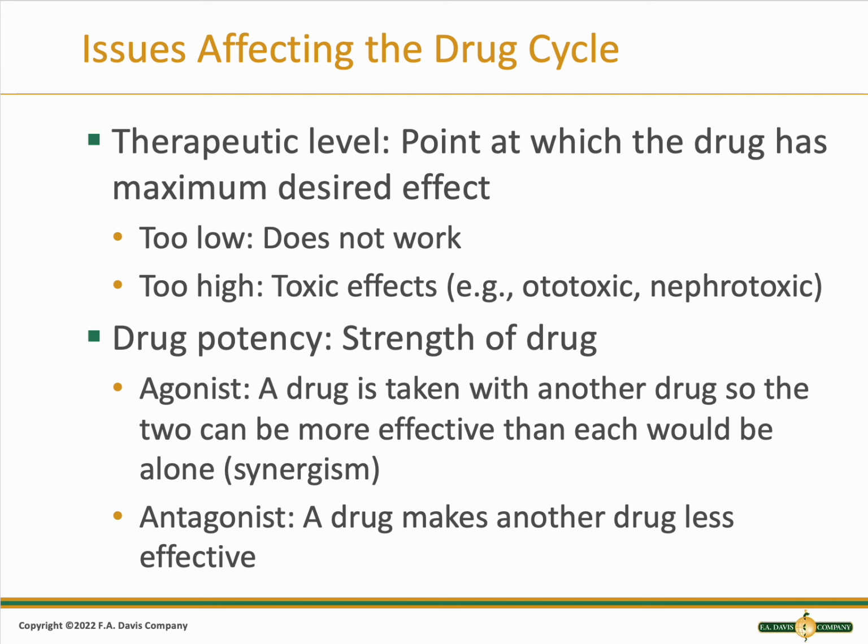But usually the dose is in the middle between too low and too high, the Goldilocks zone, the right area. It doesn't hurt the kidney, but if it gets too high, you can damage the kidney. All right, so then we're going to talk about drug potency, which is the strength of the drug.